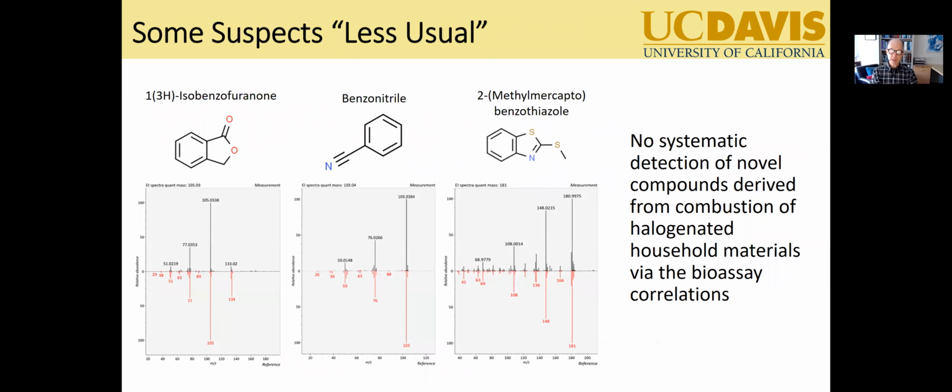But not all the suspects were quite so usual. Here are 3 compounds which were statistically related to bioassay response. Looking at their structures, it's also not surprising that they might activate these receptors. These are compounds that were not in our standards, but for which we got good matches with retention index and MS, the spectra for the electron ionization in the GC. So we have many more of these. These are just 3 examples.